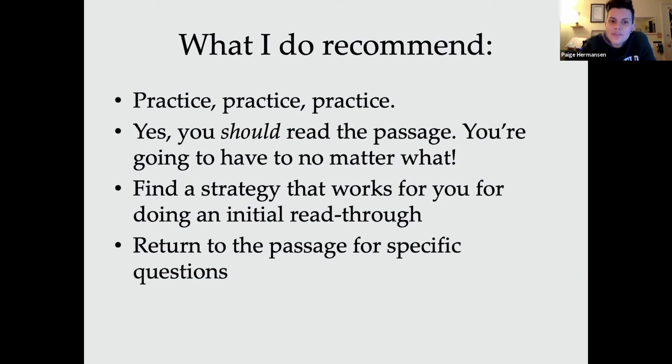So the first thing you're going to have to do is, yes, read the passage. Why? You're going to have to do that no matter what. If you do what some of these test prep tips and tricks people tell you to do, and you just go right to the questions, you're going to have to go back to the passage anyway. So I just recommend getting used to the rhythm of reading one of these passages, right? Find a strategy that works for you for doing an initial read through. Then you'll return to the passage for specific questions. So here's what you can do.